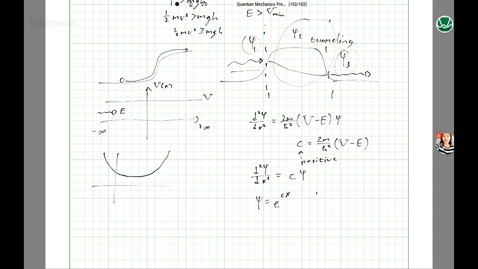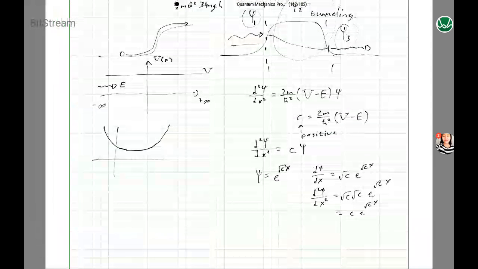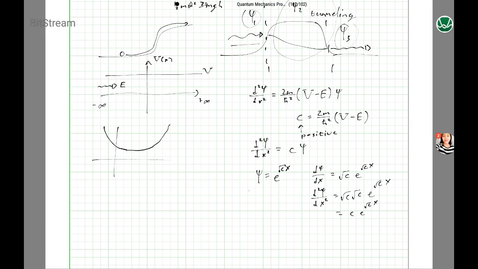If I take the derivative of that, d dx psi, that's just going to be square root of c e to the square root of c x, and then I take the second derivative, the derivative of the derivative, I get square root of c, square root of c, e to the square root of c x. So we just get c, just that constant that we already said what it is. Okay. I could also have a negative. I could also have a decay. So I could also say that psi is this, because then the first derivative gave me negative square root of c, my second derivative gave me another negative square root of c, and then I got that.